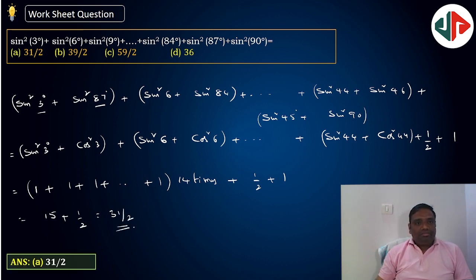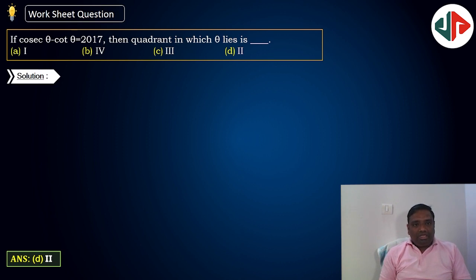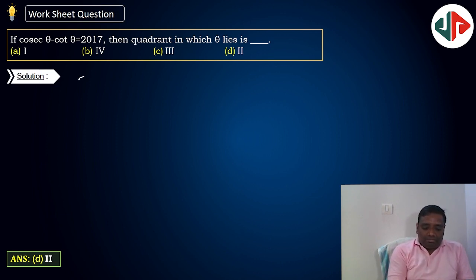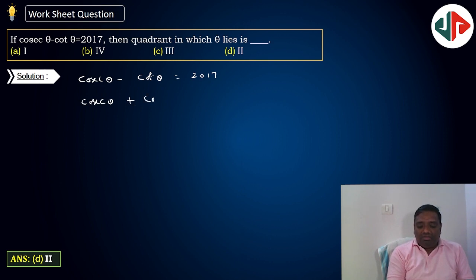Is it clear? Complementary angles concept and your trigonometric identity concept, you know that it will be easy. See what is the condition here? It is cosecant theta minus cot theta value is given as 2017. And we know that cosecant theta plus cot theta value is always equal to 1 by k. That means 1 by 2017.